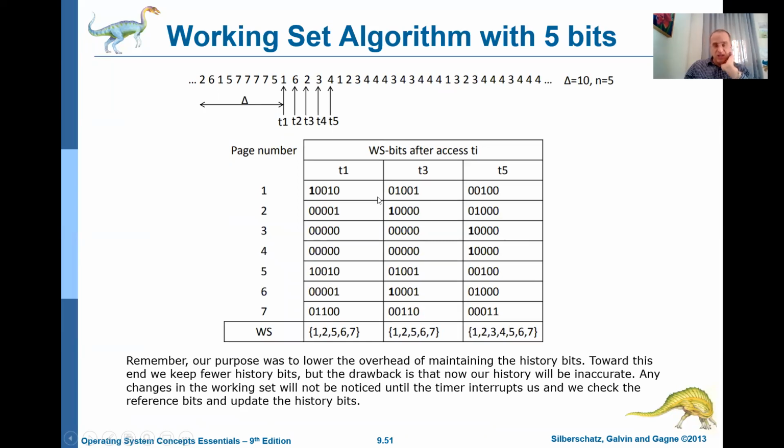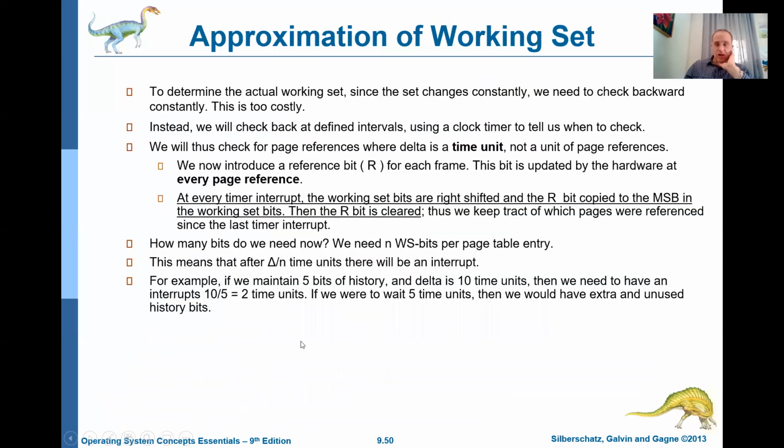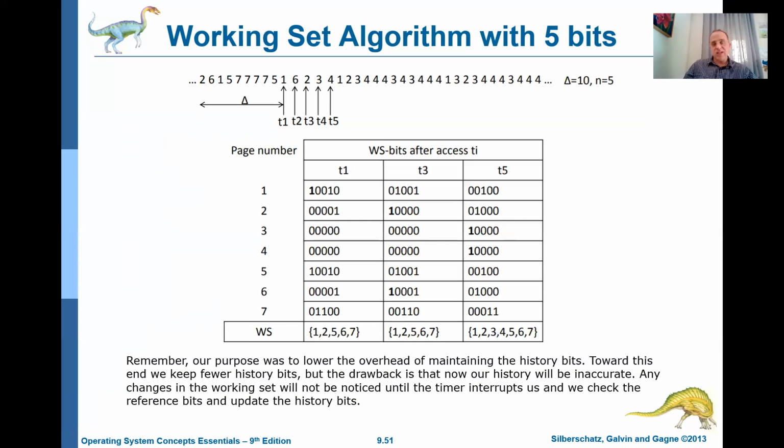And the key point is that in this one, we only had 1 1 in every column, because the only possibility is to have one. This is an exact representation of the history. This is an inexact representation of the history, because all I know is that in the previous interval, I had a reference to 1 and to 5. So I'm going to kind of know what my working set is.